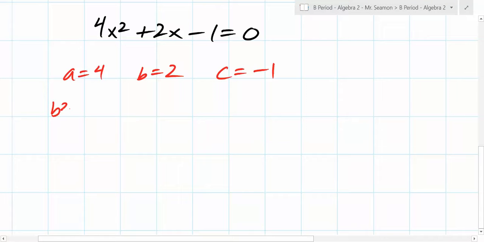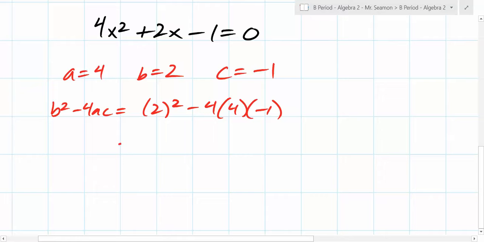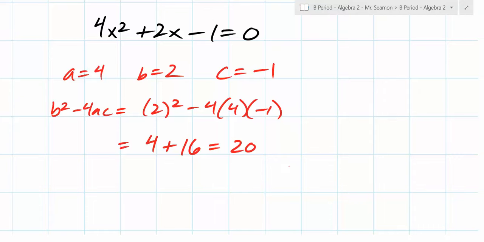So b squared minus 4ac, what's that called? So we have 2 squared minus 4 times -1. And this is by far the most common mistake, is missing that second negative. So this is going to be 4 plus what? Yeah, it equals 20. 9 out of 10 times people do that fine, but 1 out of 10 times people do, oh, 4 minus 16, right? It's not. It's 4 plus 16.